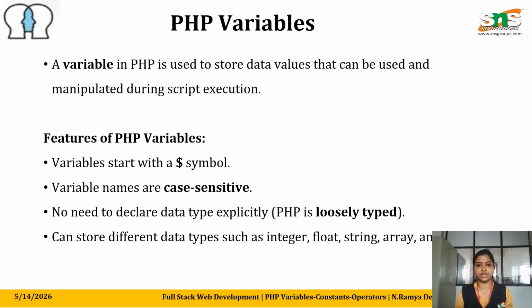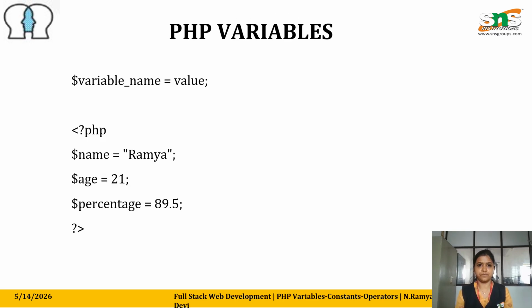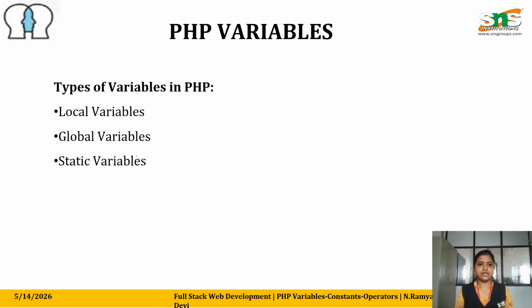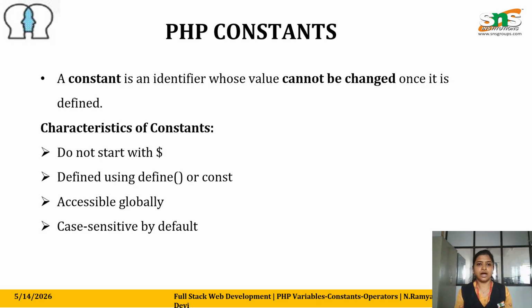PHP is loosely typed, so we need not declare the data type explicitly, and it can store all types of data like string, array, float, etc. So this is an example of a PHP variable. Here, the variable name is age, prefixed with a dollar symbol, and it has been given a value of 21. So the data type of age will be a whole number. And there are many types of variables, like local variables, global variables, and static variables.